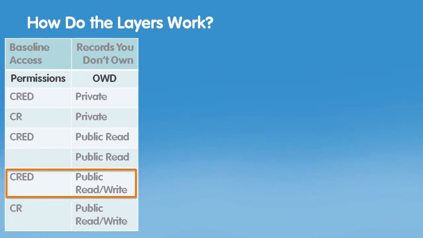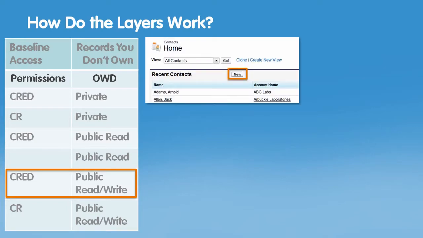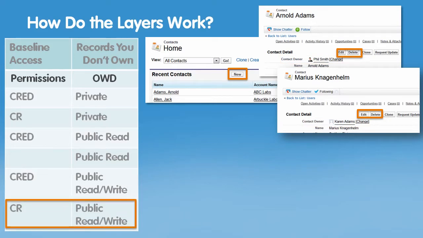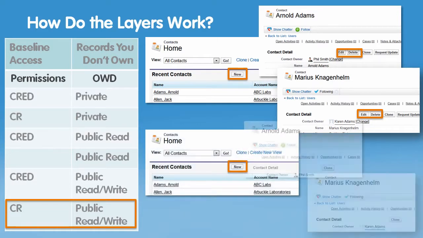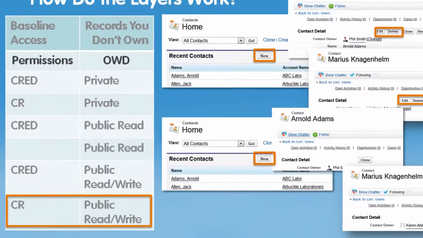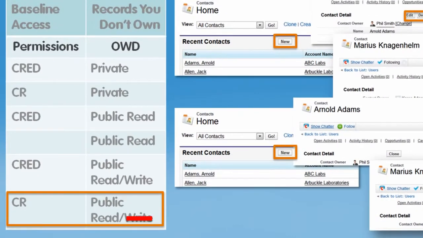In our last example, we'll set the permissions to create, read, edit, and delete, and the org-wide default to public read-write. Then Karen will be able to create new contacts. She will be able to view contacts she does not own as well as her own, and she will have edit and delete permissions on all contacts. If we reduce her permissions to create and read and keep the org-wide default the same, she will be able to create new contacts. However, the edit and delete buttons are not available on any contact records. Remember, org-wide defaults can never grant users more access than they have through their object permissions.